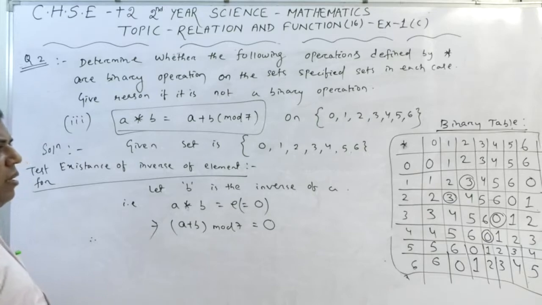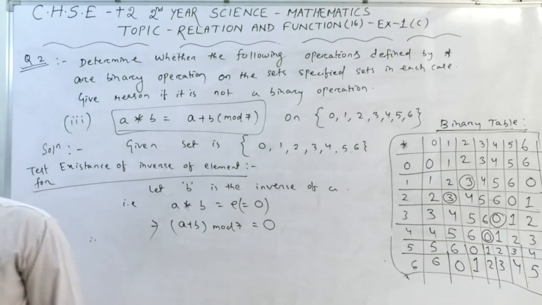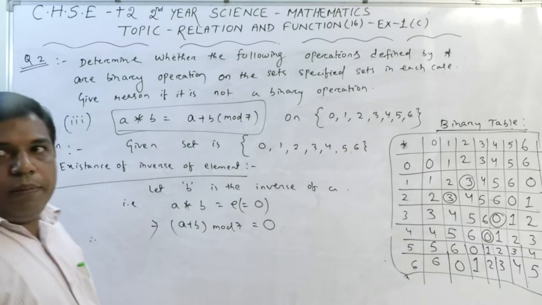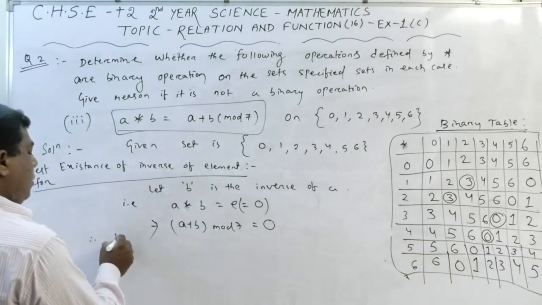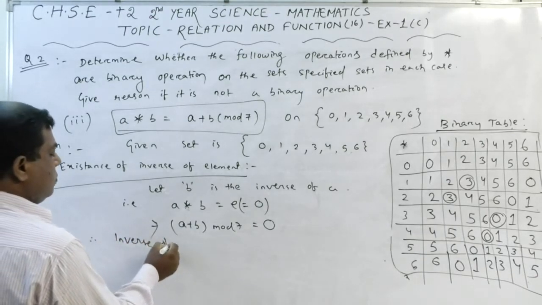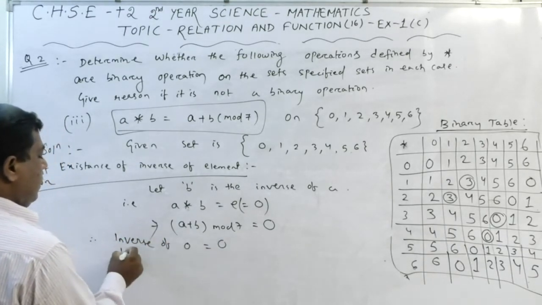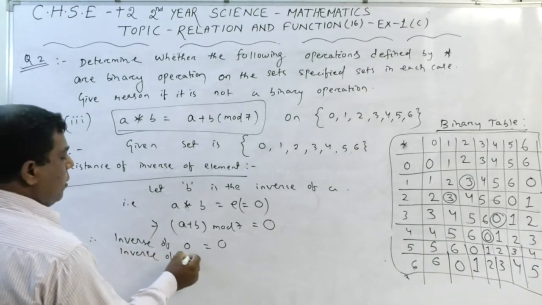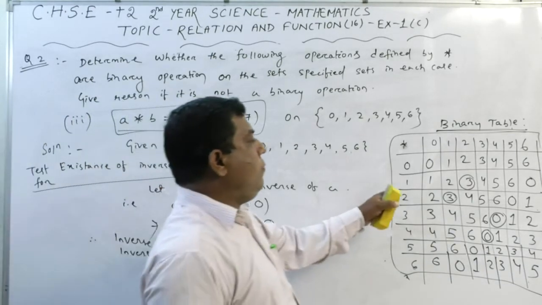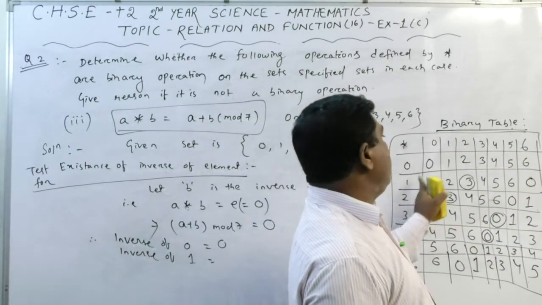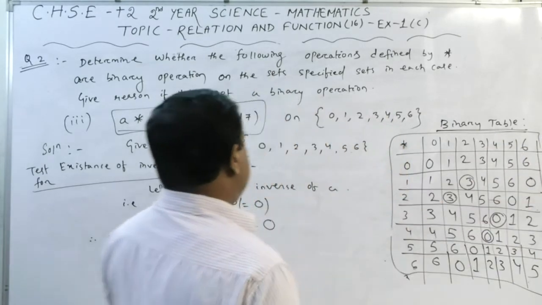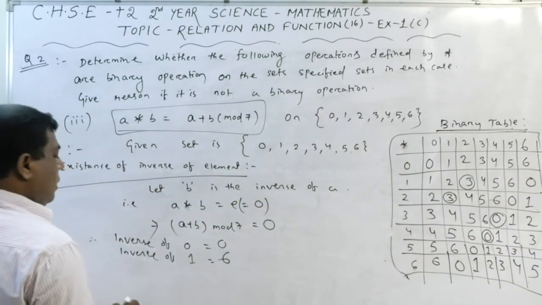Therefore, inverse of 0. Yes, my dear students, what is the inverse of 0? You can tell me. It is 0 itself. So inverse of 0 equals 0. Inverse of 1. What is the inverse of 1? You see, with which element should 1 be operated so that the result is equal to 0? 1 should be operated with 6. So I can say inverse of 1 is 6.